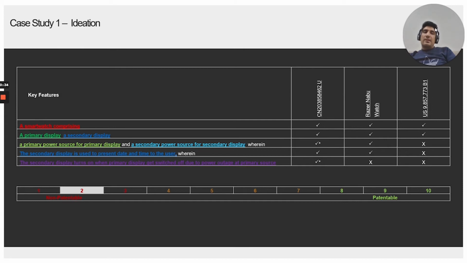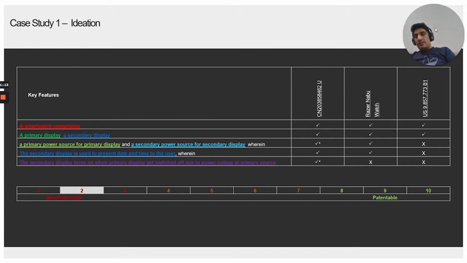I'm taking an example here to make it more elaborate for you. Let's suppose I made a smartwatch having a primary display, secondary display, primary power source for the primary display, and secondary power source for the secondary display. It has two purposes, where the secondary display is used to present the date and time to the user, and the secondary display turns on when the primary display gets switched off due to power outage at the power source.